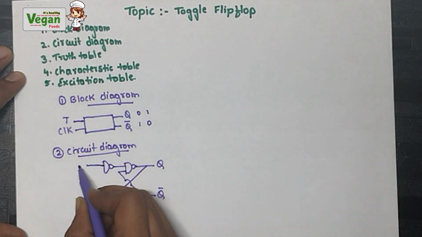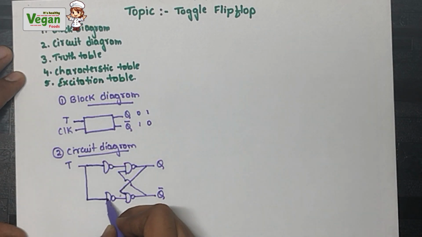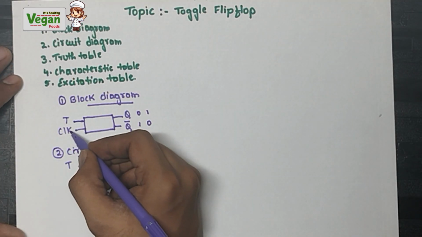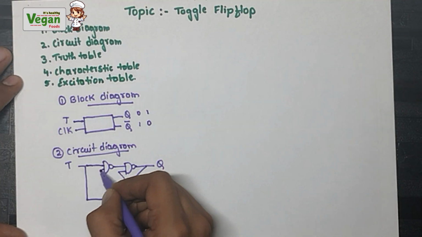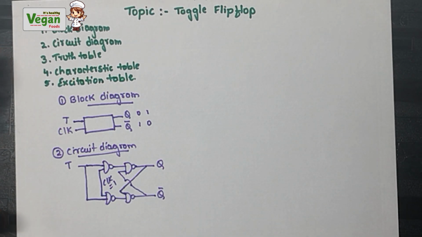Now one common input is T. So T will be the input to both these NAND gates, and I said clock will be the common input to all types of flip-flop. Therefore the clock value will always be equal to 1.